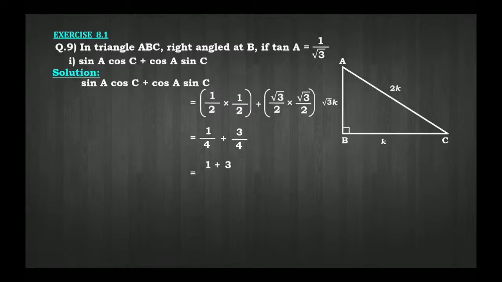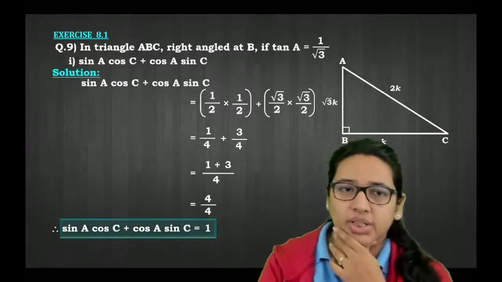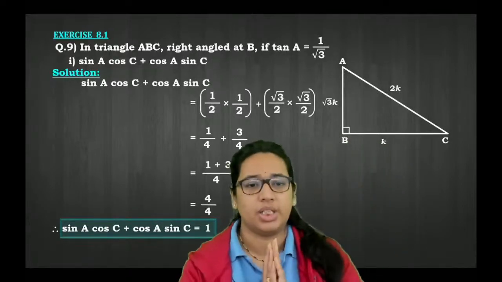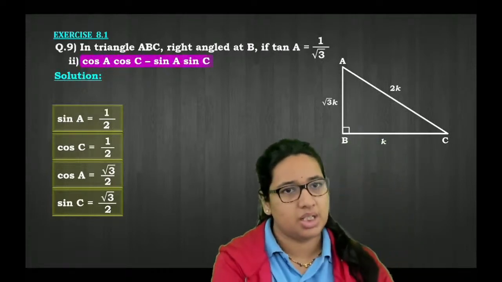Which is same as 1 plus 3 upon 4, which will be 4 upon 4. Hence, sin A cos C plus cos A sin C will be 1. The answer will be 1. Done up to this? समझ में आ गया ये?